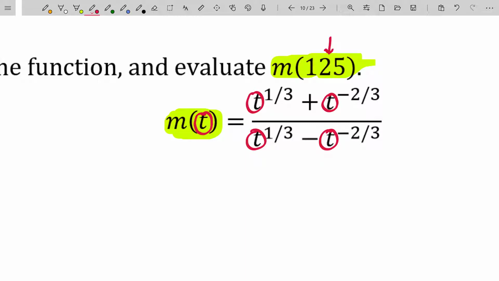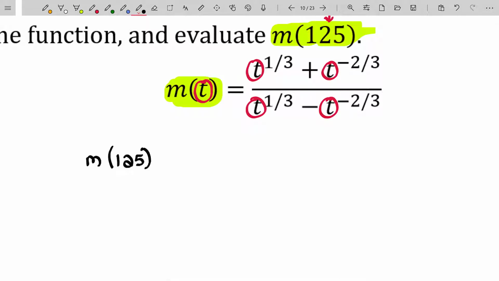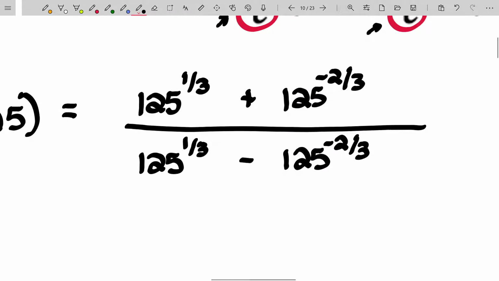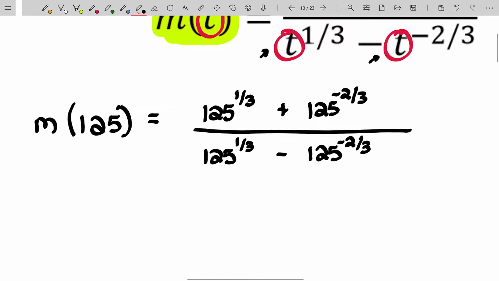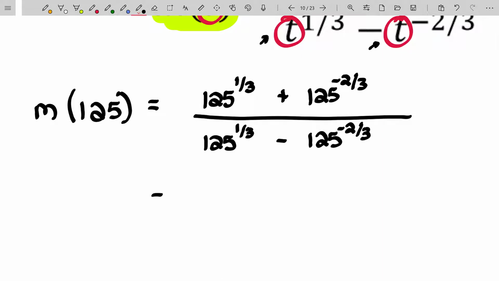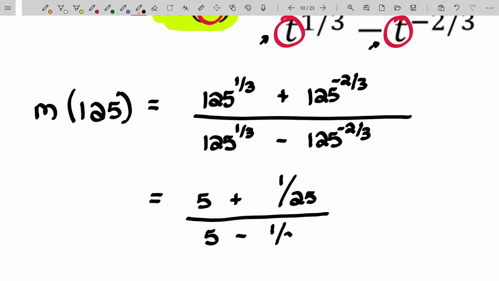Now, there are actually two ways to tackle this problem, and it doesn't really matter to me which way you do it, but I'll do it the way I think most students would do it. M of 125 is equal to, and we start the fraction, and wherever you see a t in this original function, you're going to replace that with a 125. Now, as this is a review for college algebra students, I don't need to explain what those exponents do. This is going to be 5 plus 1/25 all over 5 minus 1/25.